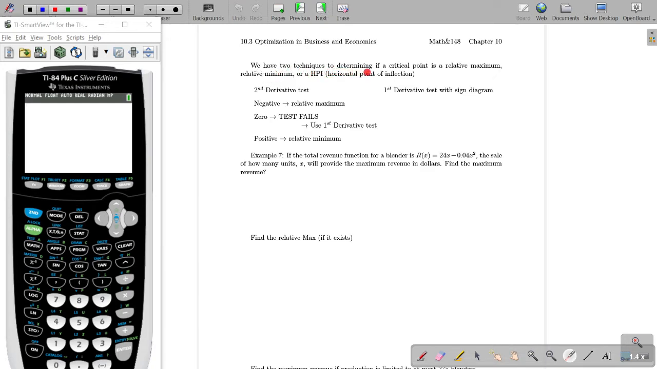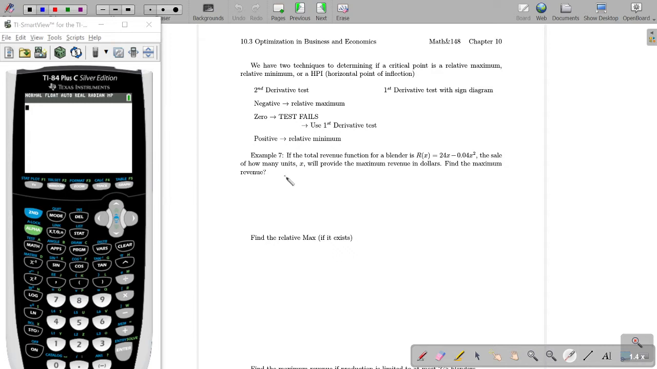We have two techniques to determine if a critical point is a relative max, relative min, or an HPI. We can do the second derivative test. A negative means it's a relative max. A positive means it's a relative minimum. If the second derivative is zero, the test fails, so then use the first derivative test, a sign diagram. Or you can just do a sign diagram for everything to figure out what it is.